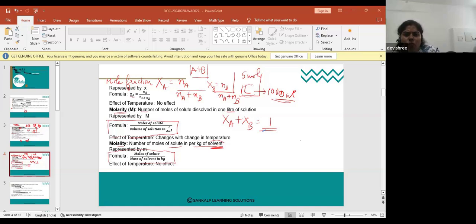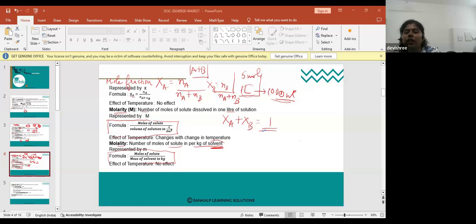Parts per million: million in the sense it is 10 to the power 6. So how to find out 1 ppm? Understand that it is number of parts. I was interested in only finding out the dust particles. So this is a formula: number of parts of a particular component will be the numerator, divided by total number of parts of all the components, or total number of components, into 10 to the power 6. This will be the formula for ppm, and it is used to find out the concentration and trace quantity.